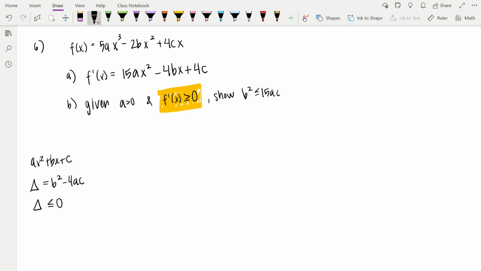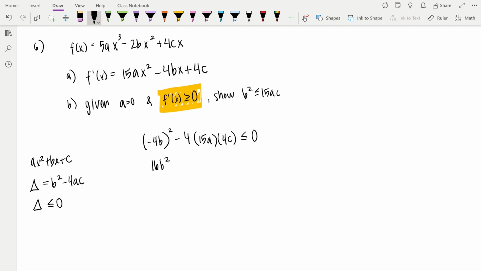Okay, so the b of the discriminant is going to be equal to this negative 4b from part A. So minus 4b, squared, minus 4 times a, where the coefficient of the x squared term is 15a, and c is the constant term, so that's 4c. And I need this entire expression to be less than or equal to 0. This is again a quadratic. It's like quadratics inside of quadratics. It's very common for IB, so we just get used to it.